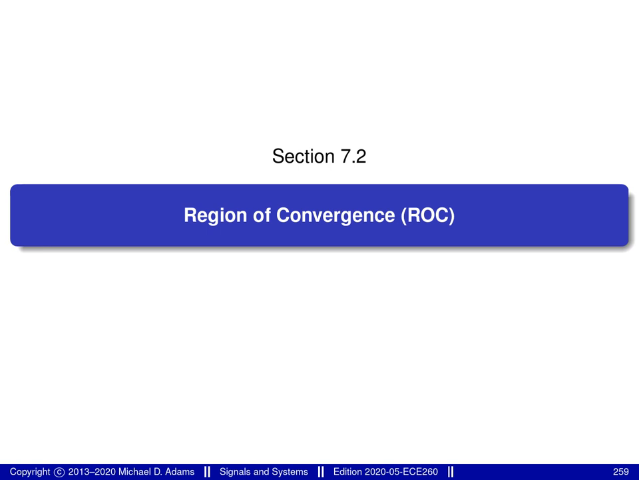In this section, I'm going to consider the region of convergence of the Laplace transform in more detail. In particular, I'll be introducing a number of key properties of the region of convergence. Since the region of convergence is a fundamental part of the Laplace transform, knowing some of the properties of the region of convergence is immensely helpful when working with the Laplace transform.